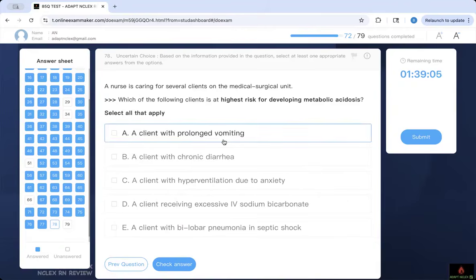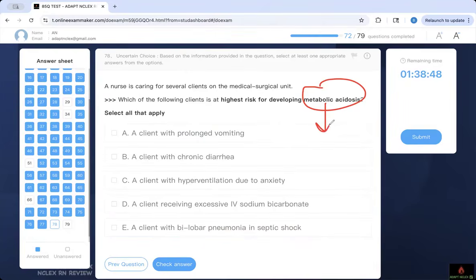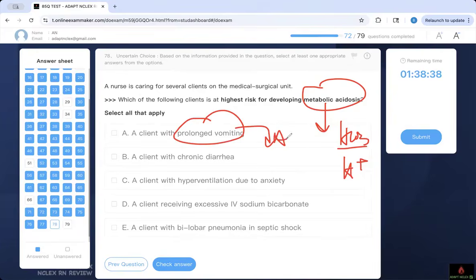A client with prolonged vomiting, chronic diarrhea, hyperventilation, excessive sodium bicarbonate, and sepsis. What do you think? Put down your answer choice in the comment and let me know. But I can tell you, metabolic acidosis is you losing bicarbonate and gaining an acid. So which one? If you're vomiting, you're losing acid. Therefore, it cannot be. If you have diarrhea, you're losing bicarbonate. So this is good.